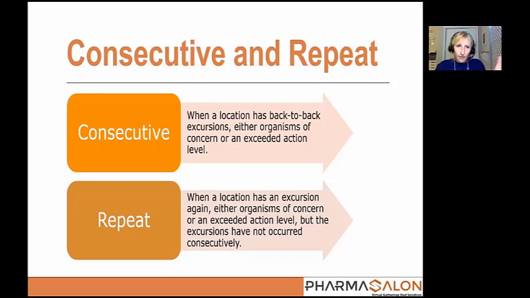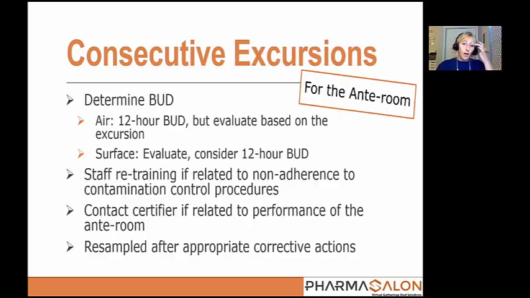So what do we do if we have these consecutive or repeat excursions? Starting with the consecutive excursions. For the ante-room, and this could be an ISO class 7 or an ISO class 8, you want to look at your BUD situation. If it's in the air, you could, and I'm saying you could, go to a 12-hour BUD, but it really should be based on the excursion. So if you had one mold recovered in the ante-room and then you sampled again, you still have one mold recovered in the ante-room, probably don't need to drop the BUD at this point.